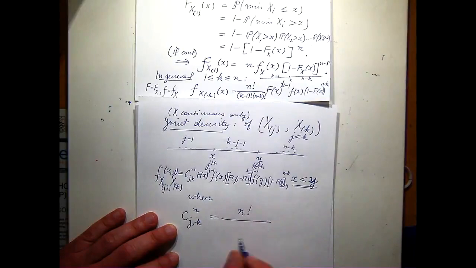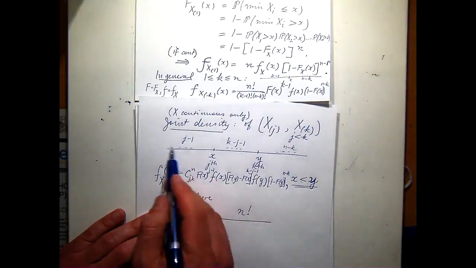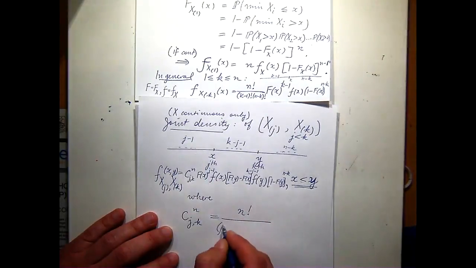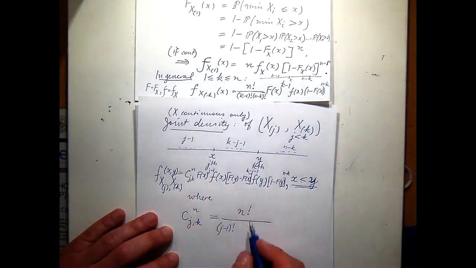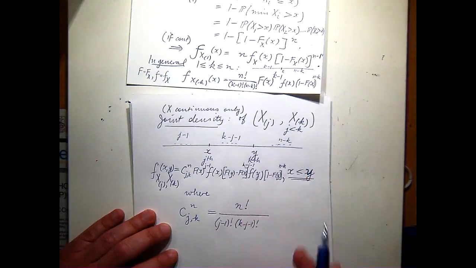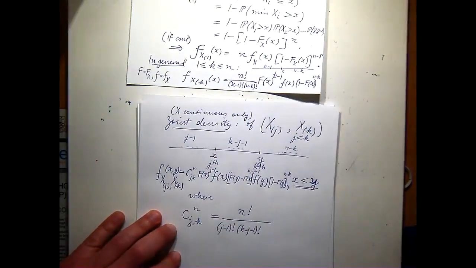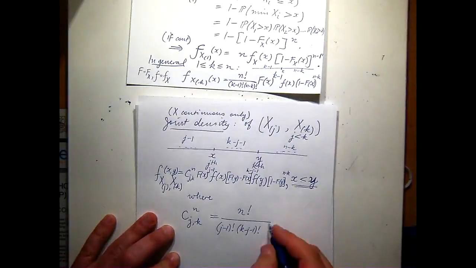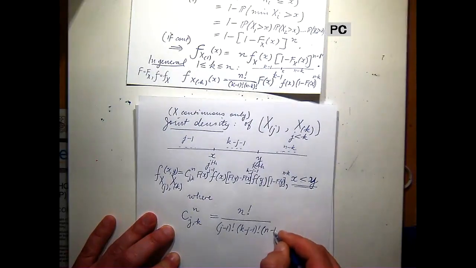But I don't care which order the ones to the left of x are in, so I divide by j minus 1 factorial. I also don't care which order the ones between x and y are in, so that would be k minus j minus 1 factorial. And I also don't care which order the ones to the right of y are in, and so that one will be n minus k factorial. So that's the way it is.